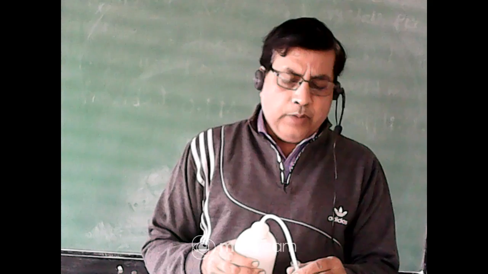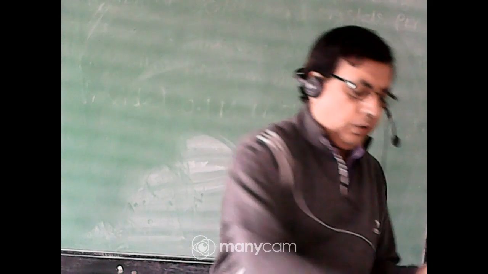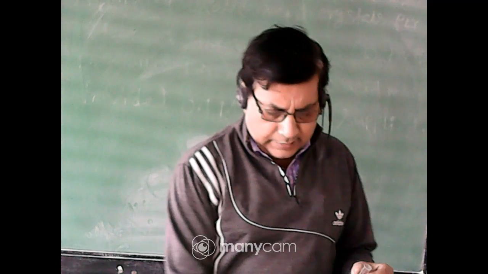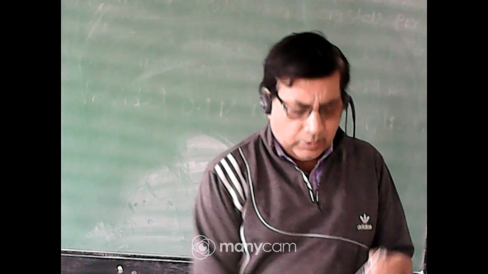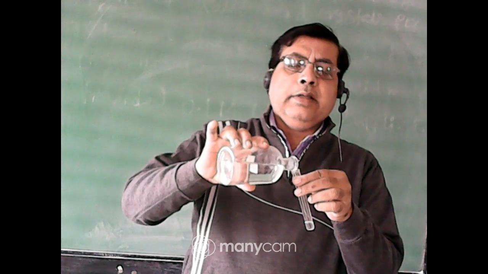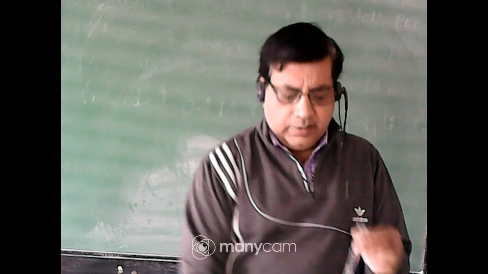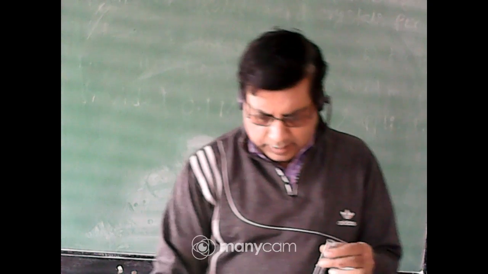So group 1 to 5 radicals are absent. You again take the original solution. For group 6, what are the reagents? You add ammonium chloride, the group 6 reagent, then you add ammonium hydroxide.